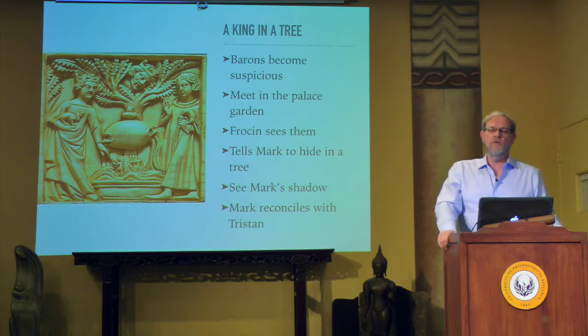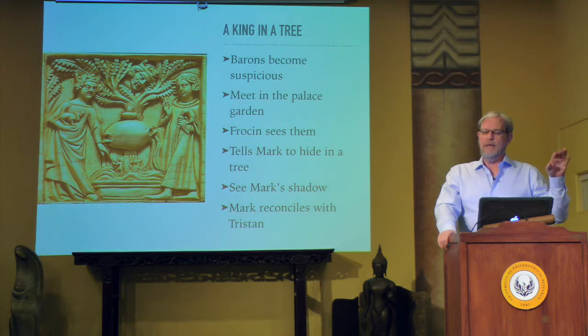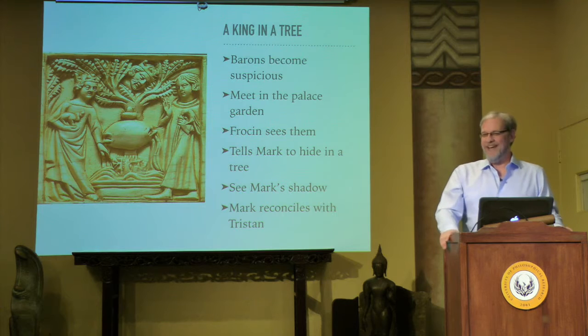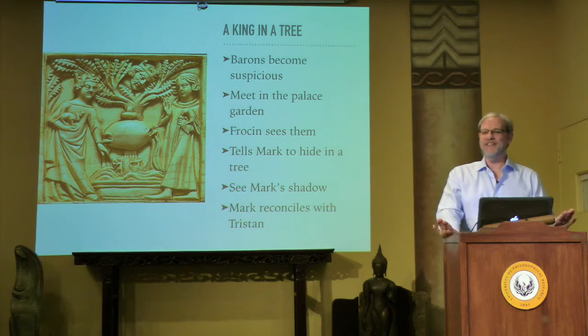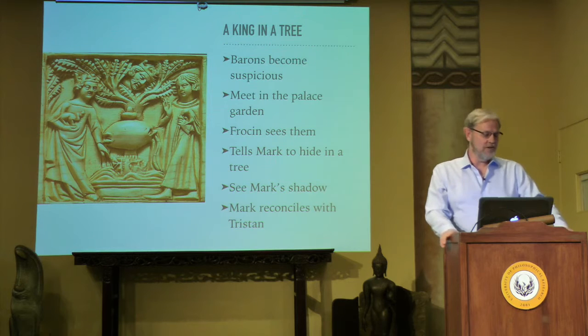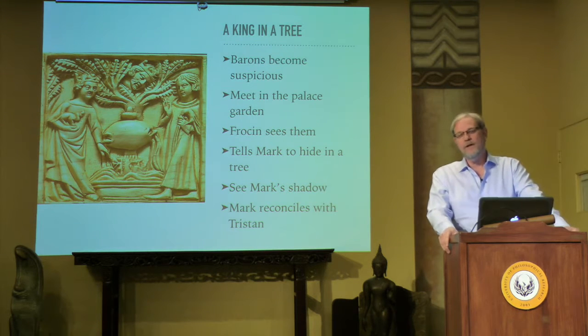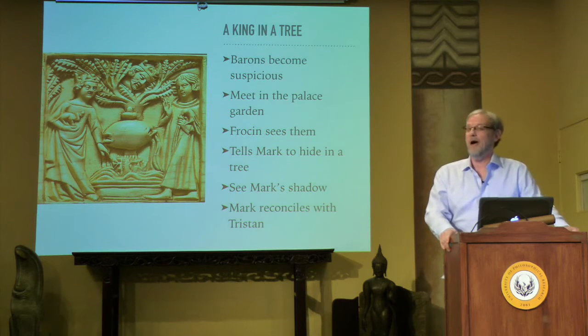So the dwarf, Frochin says, "Look, here's what you need to do, king. You need to come and just perch in this tree. And then you'll see they come in and they make love under this tree, and you'll be able to see everything, and you'll be able to catch them and deal with this situation." And here, they see Mark's shadow, and they do this little play for King Mark. Brilliant. They do this little play within the story where they're like, "Oh, well, I'm really attracted to you, but I don't think we can do this because it wouldn't be right to King Mark," right?